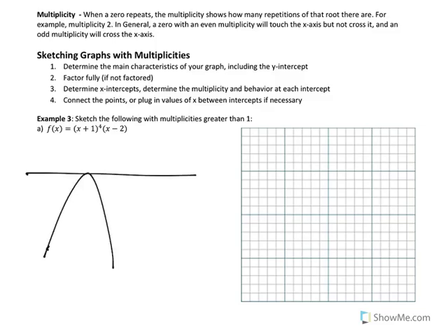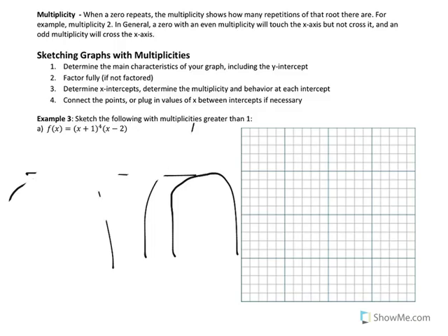If you have an odd multiplicity like 1, for instance, it's going to cross it. The higher the multiplicities get, the wider it looks, like that or like that. Those are terrible drawings, I'm sorry. I've really made a mess of this video. I hope you're learning. You're doing amazing.